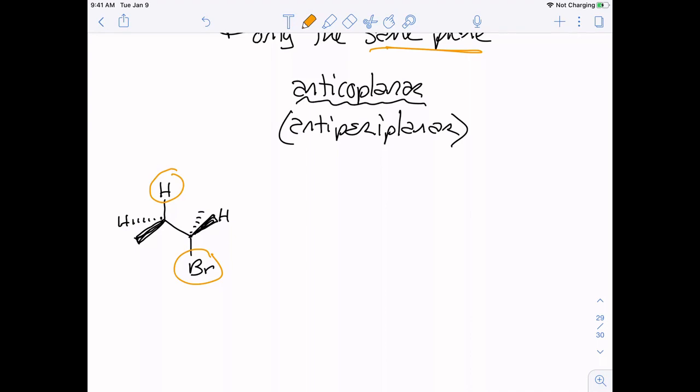If I wanted to, just for fun, and I'll erase this after, let's say I wanted that hydrogen to be the one that goes away, then I would have to have the bromine here where this hydrogen is, right? They're now coming in and out. Because the hydrogen's going out, the bromine needs to be going back. So that would be anti to each other, but still on the same plane, so still anti-coplanar that way. So just make sure that the hydrogen eliminating and the halogen are anti and on the same plane when we do this.